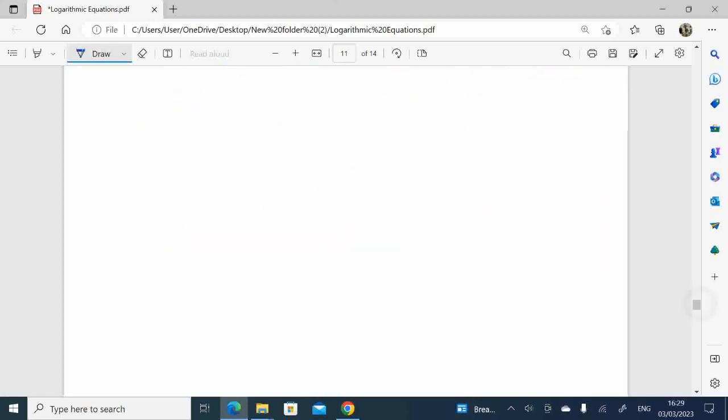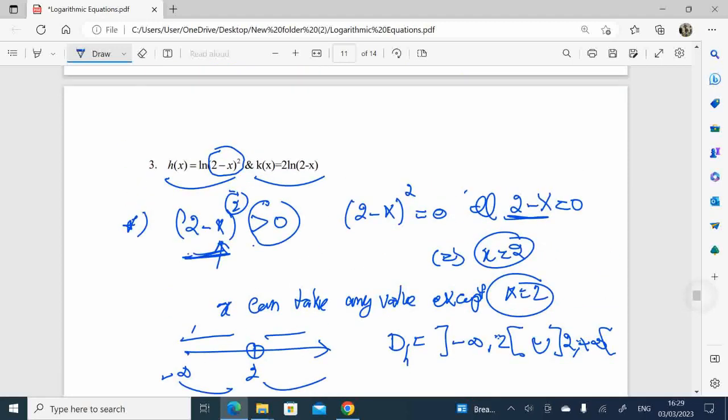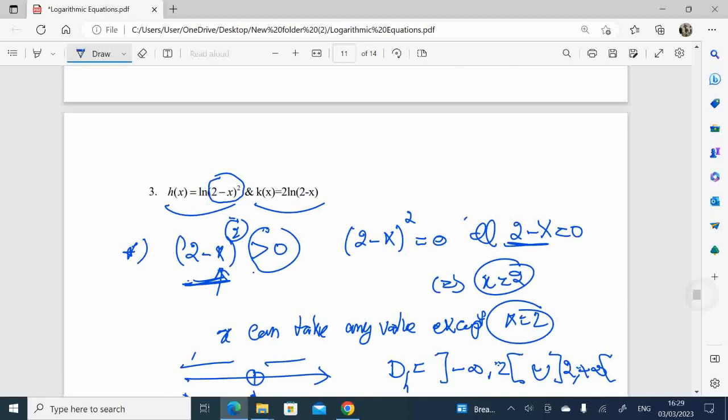Now the second function is k of x, which is equal to 2 ln(2 minus x).